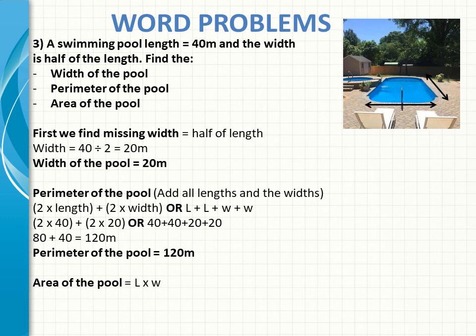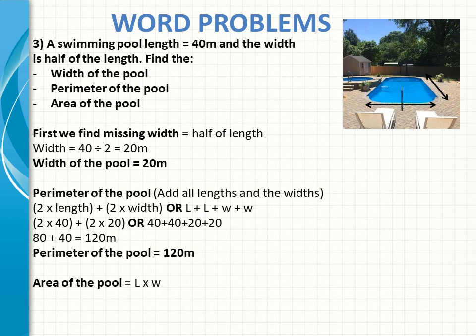Now let's find the area of the pool. The area. Remember to find the area of a shape like this. This is not a square. If it was a square, it will be side times side. But this is a rectangular pool. So how do we find the area? Length times width. Now, what is our length?